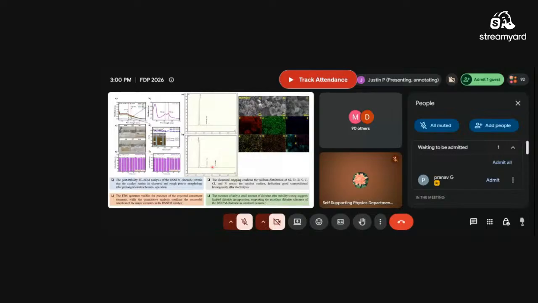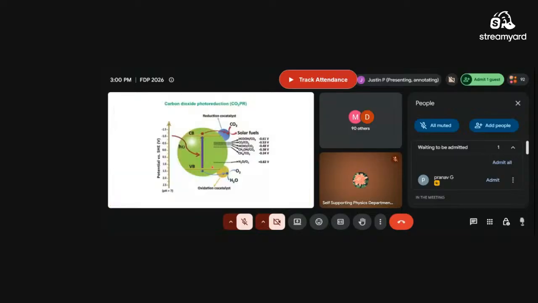This work is currently under review in Journal of Materials Chemistry A. And then we'll enter into carbon dioxide photoreduction. Sorry, I will take extra time, maybe 5 minutes and I will finish.